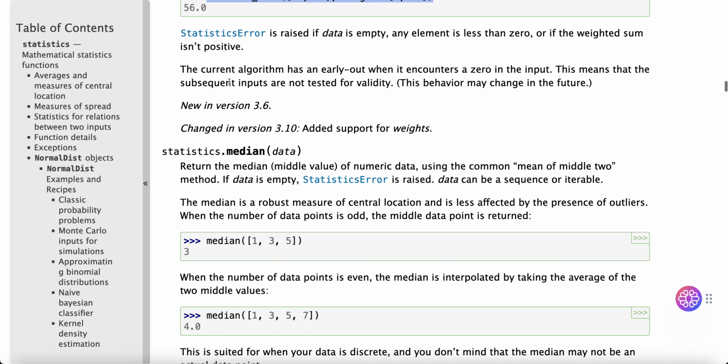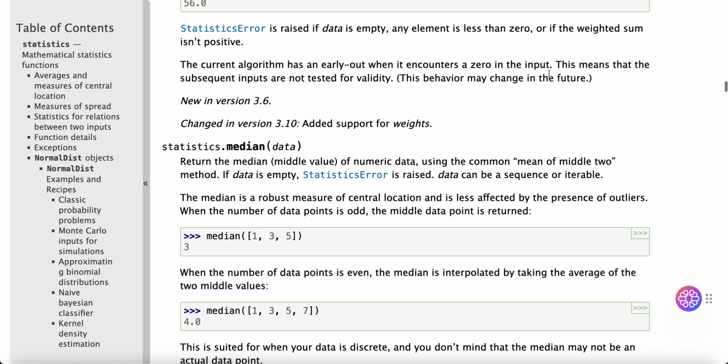The current algorithm has an early out when it encounters a 0 in the input. This means that the subsequent inputs are not tested for validity. This behavior may change in the future.